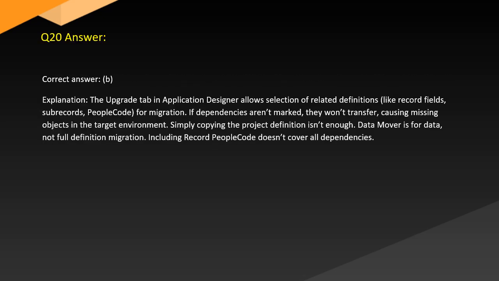Answer. Correct answer, B. Explanation. The Upgrade tab in Application Designer allows selection of related definitions like record fields, subrecords, and PeopleCode for migration. If dependencies aren't marked, they won't transfer, causing missing objects in the target environment. Simply copying the project definition isn't enough. Data Mover is for data, not full definition migration, and including record PeopleCode doesn't cover all dependencies.